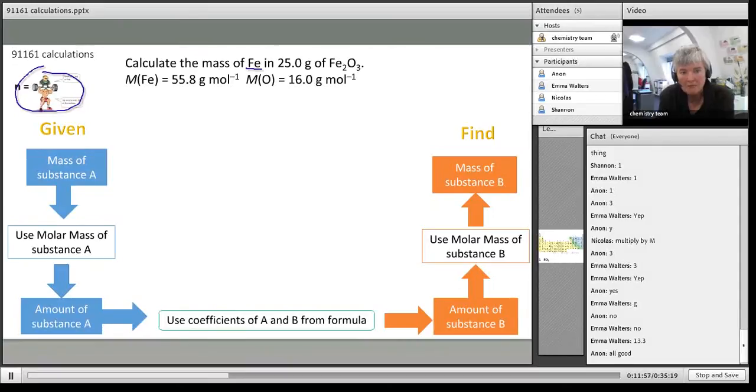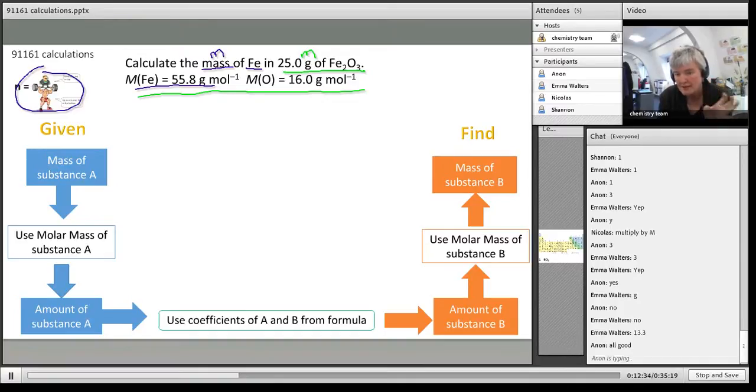I am given a molar mass of Fe, and I've got to calculate the mass of Fe, okay? But I'm not given anything else for Fe. And if I change my color and I look at what Fe2O3 is, can you see there is my mass of Fe2O3, and I can work out my molar mass using all that sort of stuff. So I've got a molar mass of both. All good so far? You've identified what applies to what substance.